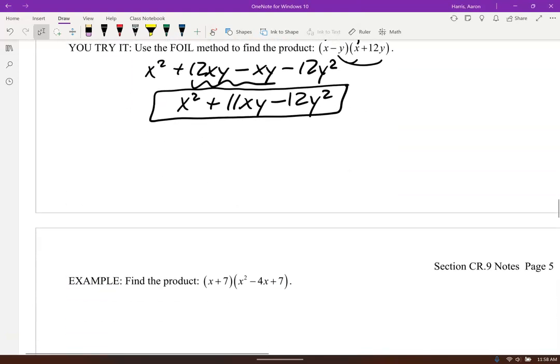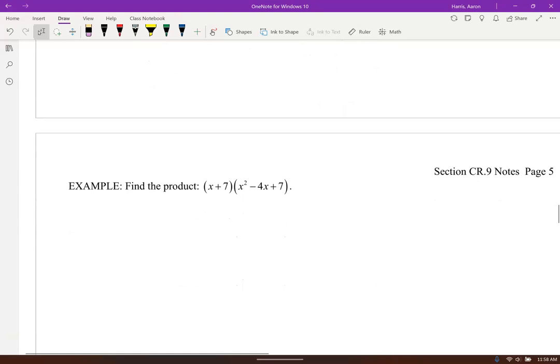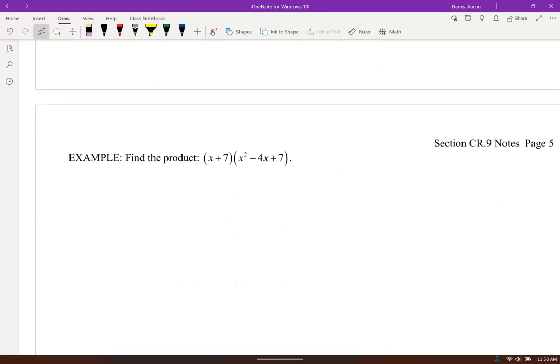And let's move on. Now let's do a binomial times a trinomial. With FOIL, we were doing a binomial times another binomial. But let's do a binomial times a trinomial. So what I'm going to do first, I'm going to take this x through to all three of those. And then I'm going to take the 7 through to all three of those.